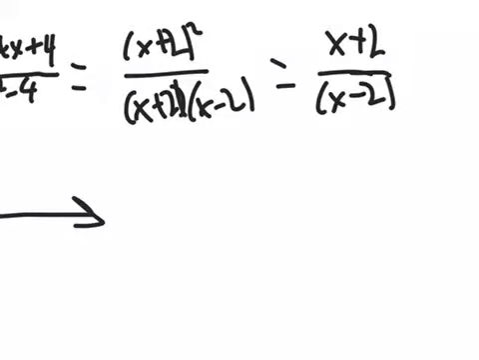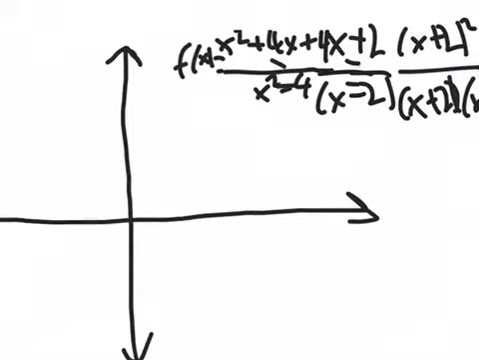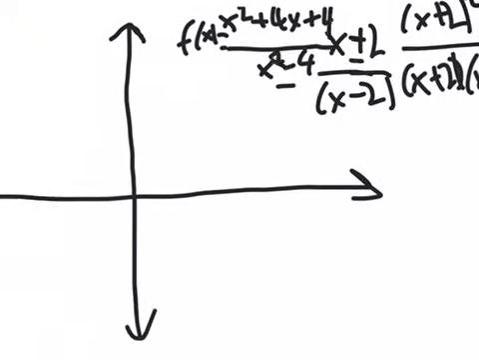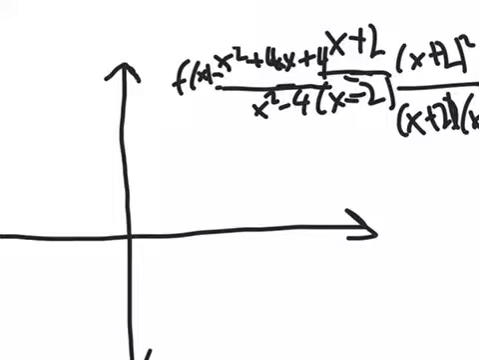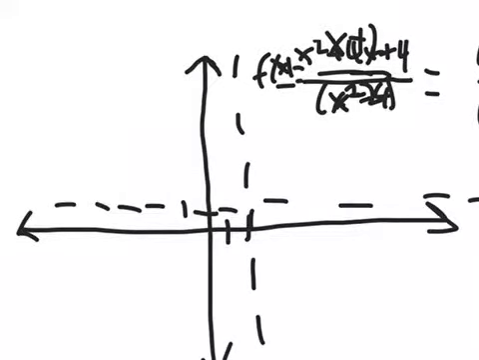Okay, so now I'm going to graph this graph. So I'm going to first label a vertical asymptote at x is equal to 2. So we have an asymptote right here. And then you also have a horizontal asymptote at y is equal to 1.